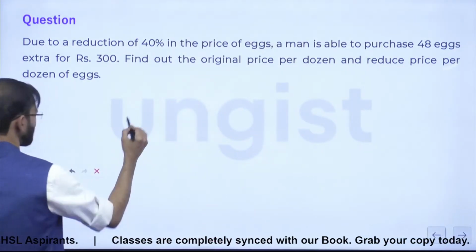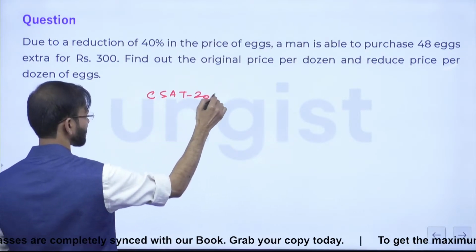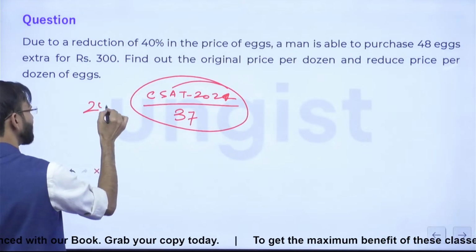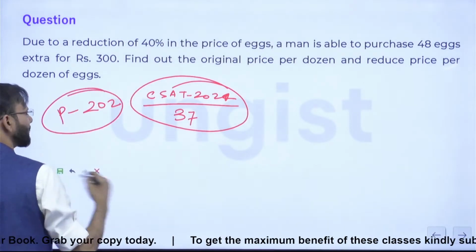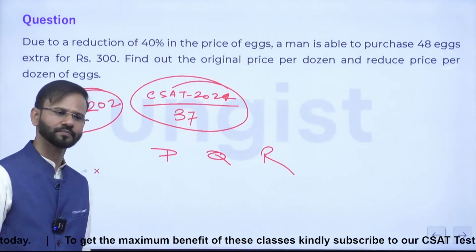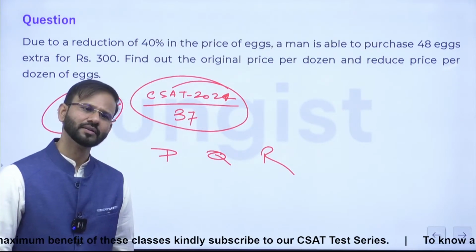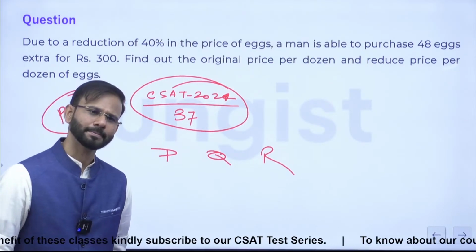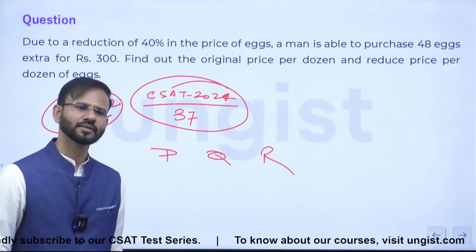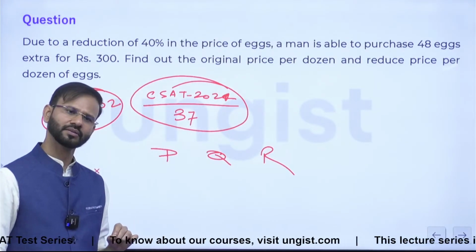Yes, tell me. The question is CSAT 2024 37. Yes. What is the page number? 202. Okay. See what is written, tell me the data, tell me the data. Yes, tell me. So data, or I'll tell you how to do it. Tell me the data first. Okay, 3 articles P, Q and R for 3000. Okay. And P costs 25% more than R. P costs 25% more than R, okay? And R costs 20% more than Q.